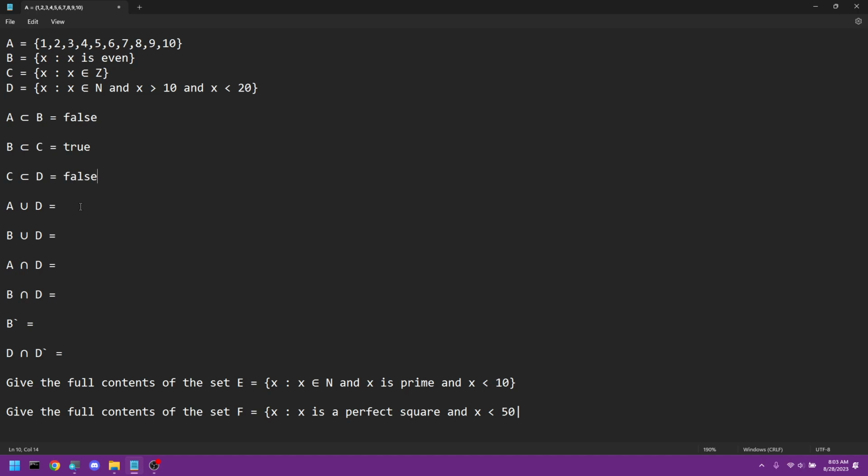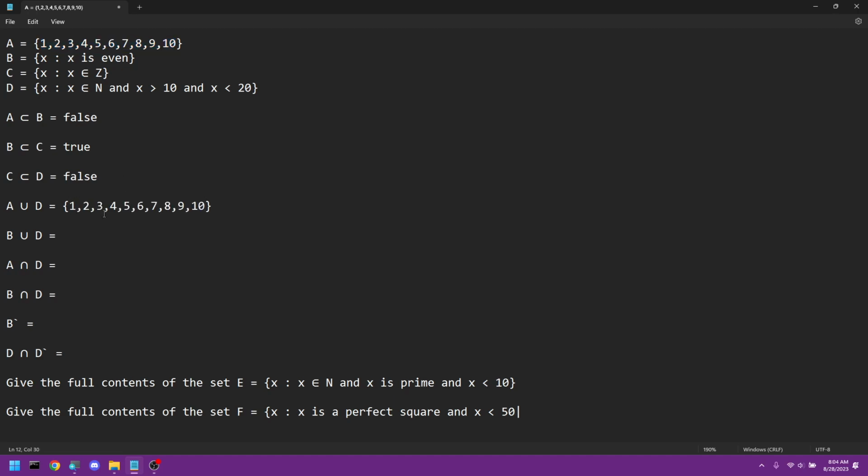Now, we want to look at the union of A and D. And what set is that going to give us? So A is 1 through 10, D is 11 through 19. Let's speed it up a little bit. I'm just going to use a nice little copy paste.